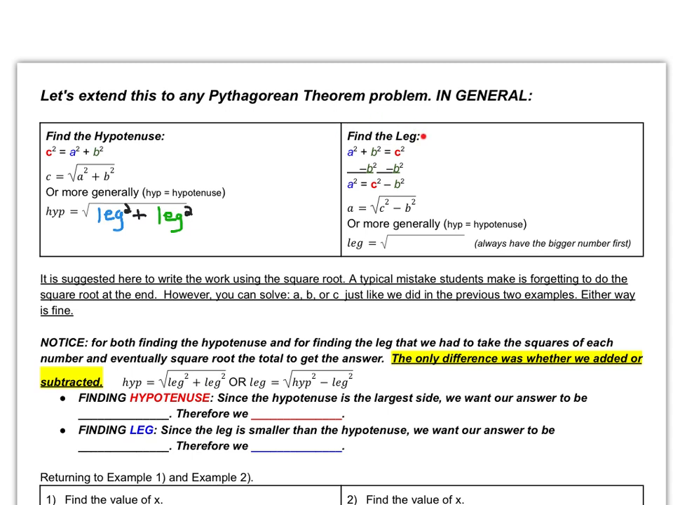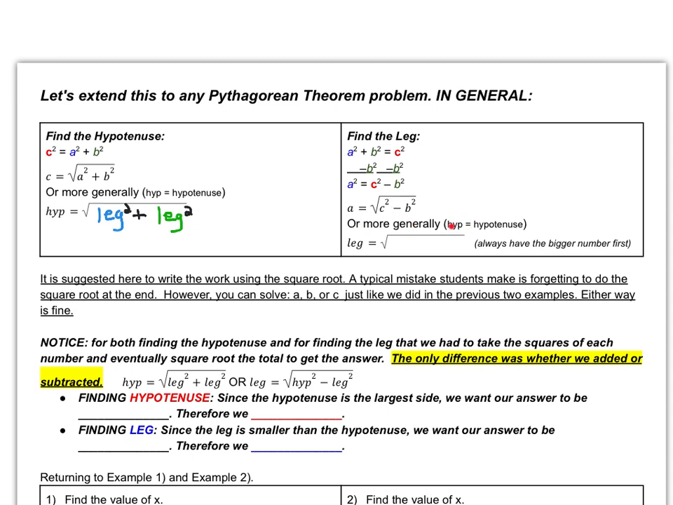Now what happens if I'm trying to find the leg? Let's say the leg I'm trying to find is A. Could be B, it doesn't matter, but we'll say it's A. If I'm trying to find A, I first have to get A squared by itself, so the opposite of plus B squared is minus B squared. This gives me A squared equals C squared minus B squared. Again, to get rid of the square on the A, I take the square root, so A is equal to the square root of C squared minus B squared.